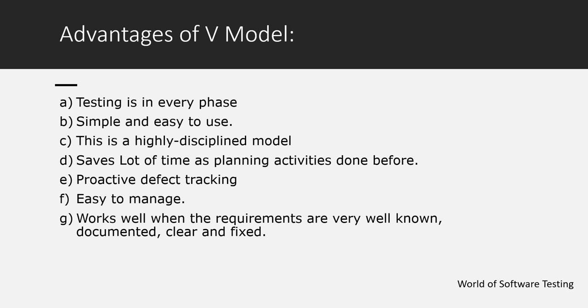Then the next is proactive defect tracking. So the defects are found at the early stages, because we have testing in every phase. Then it is easy to manage due to the rigidity of the model, and each phase has specific deliverables and a review process. It works well when the requirements are very well known, documented, clear and fixed. So these are some of the advantages of the V model.